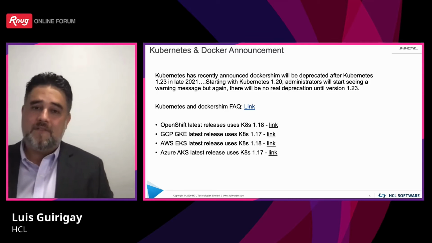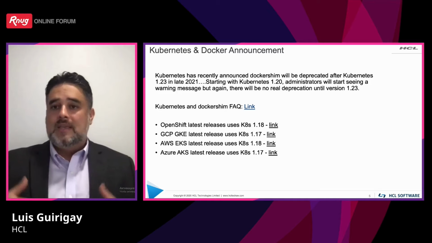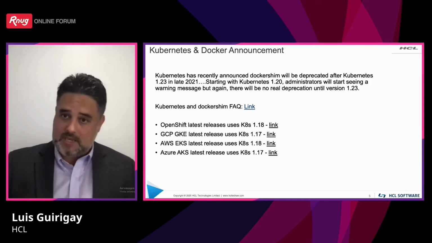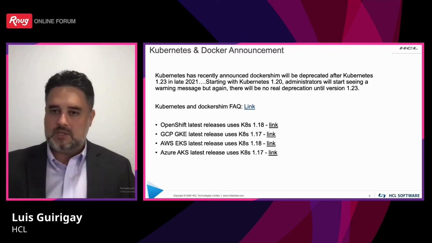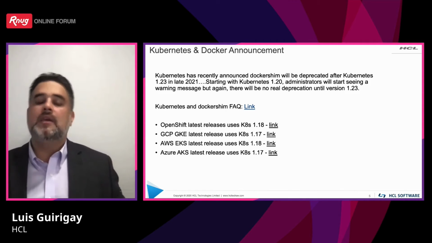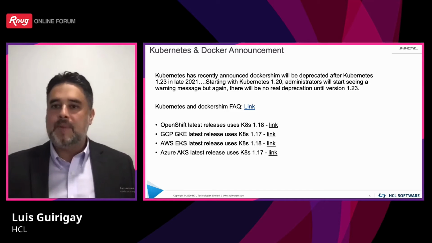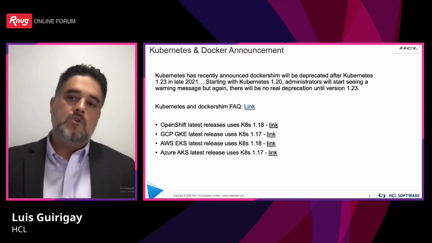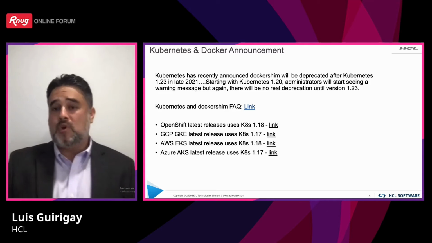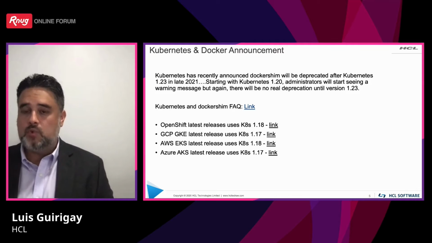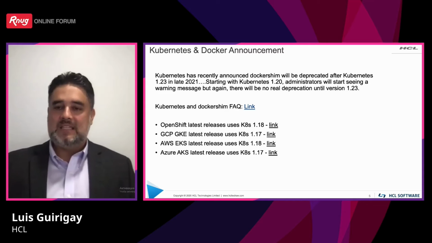The other good news is that this announcement, even though it came in December 2020, is not going to become effective until December 2021. Starting with Kubernetes 1.20, administrators will start seeing just a warning message that says, after 1.23, we will no longer support Docker shim. So for now, nothing's happening. If you upgrade to Kubernetes 1.20, all you will see is a message. Kubernetes 1.23, in late 2021, is when you will actually see a deprecation.